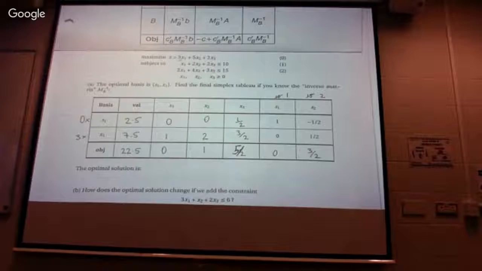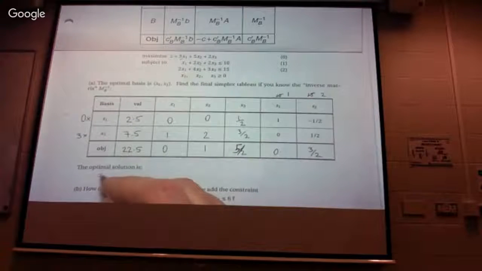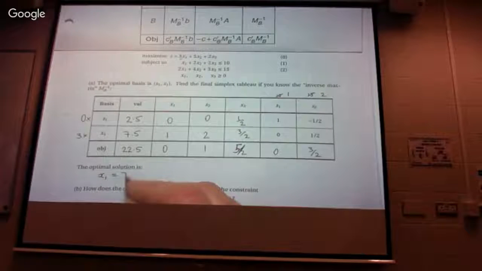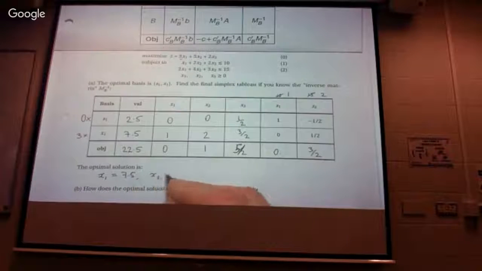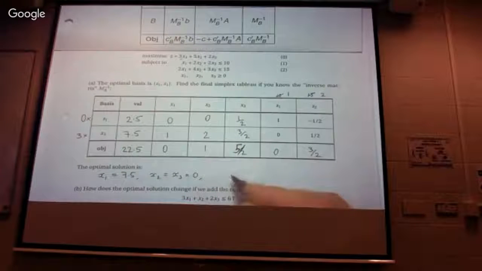Okay, so the optimal solution would be x1, x2, and x3, 0, and the objective z is 22.5. Okay.